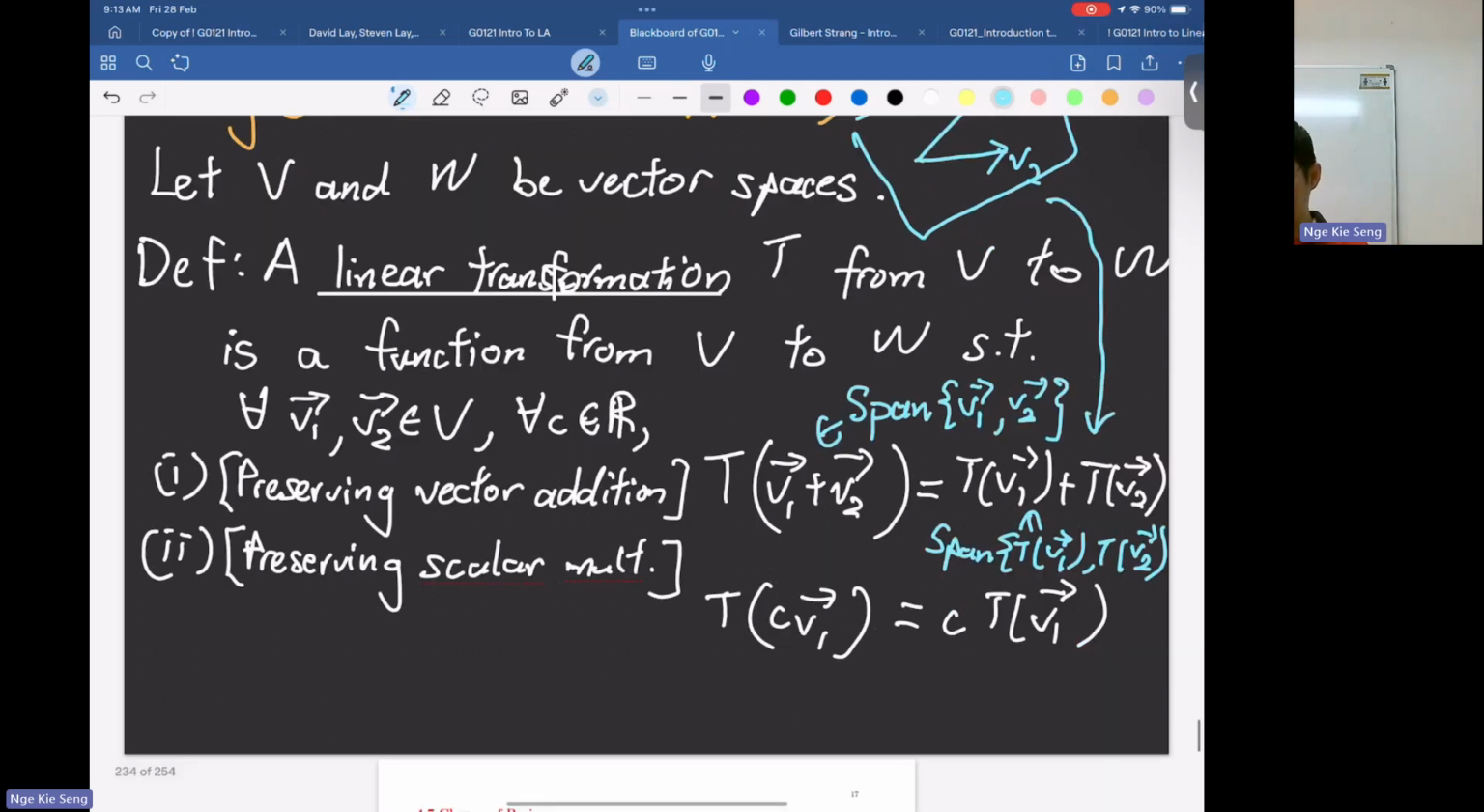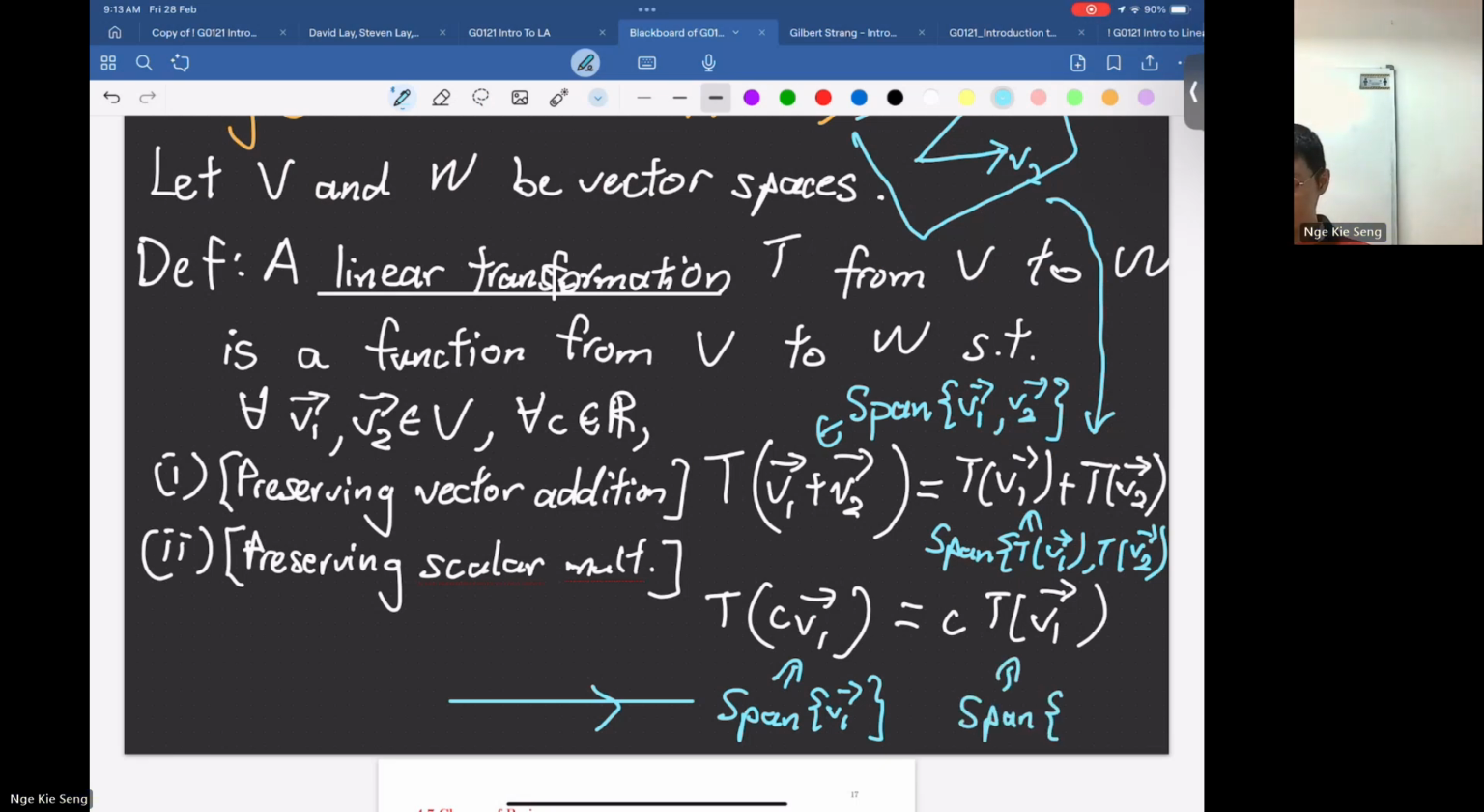How about this one? Can you guess what happens? V1 is a point in the span of V1. Span of V1 means a line. c times V1 is in the span of TV1. So a linear transformation will send a line to a line also. So a linear transformation sends planes to planes, and also sends lines to lines. So this is the geometric meaning of these two properties.